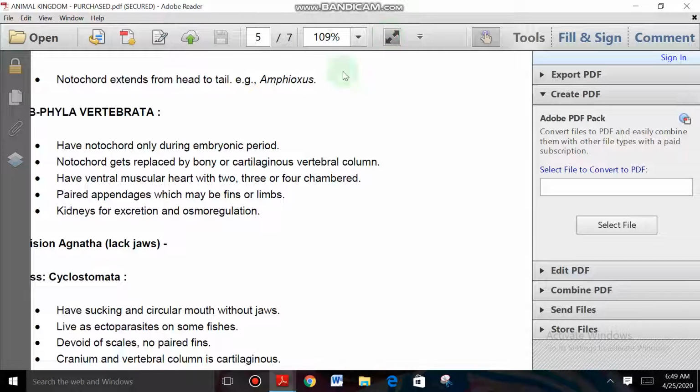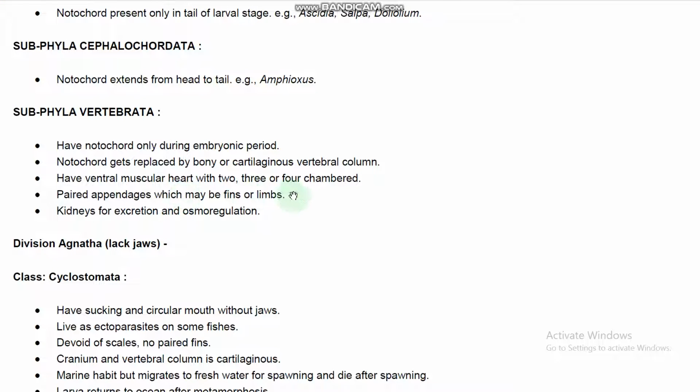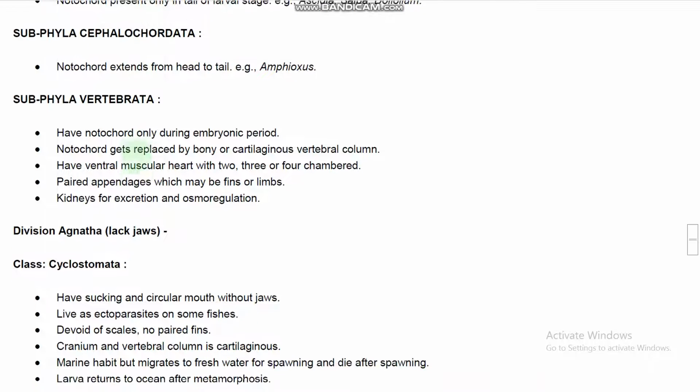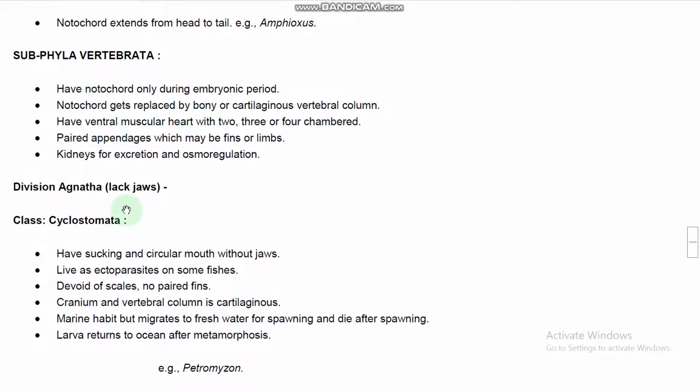Right here, exhibition of 2, 3 or 4 chambered heart and paired appendages, which may be fins or limbs. So paired appendages are present, those are fins or limbs, and kidneys for excretion and osmoregulation, right. So these are the general characters of vertebrates, and vertebrates are again divided into different divisions and classes.